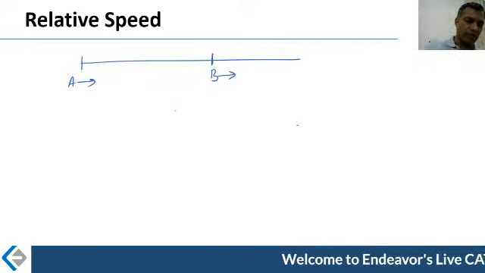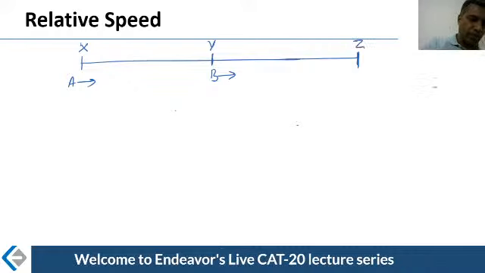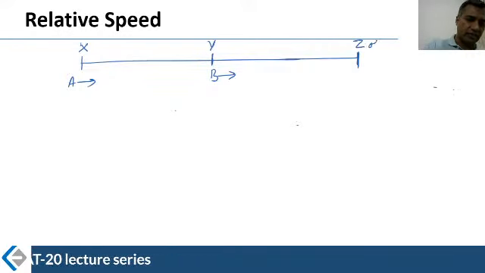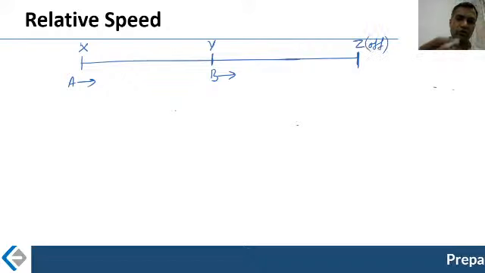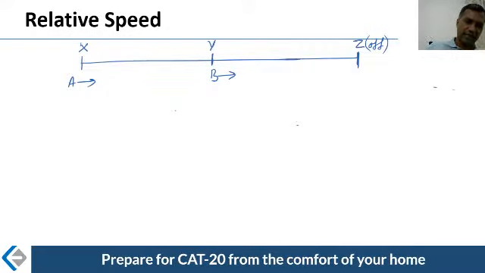Let both of them move in the same direction, and both of them have to reach Y. They start from different points. A starts from point X, B's house address is Y, and they meet at a point Z. Let's say that Z is the office. Somehow they reach the office exactly at the same time.